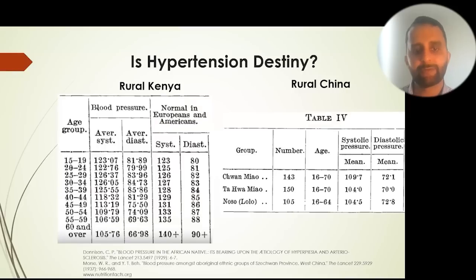This leads some to believe that high blood pressure is destiny or it's natural with aging, but that's not actually true. I give this lecture to our medical students, and in that I describe that in indigenous societies, high blood pressure does not naturally occur. And actually, as we get older, blood pressure stays the same or may even decrease.